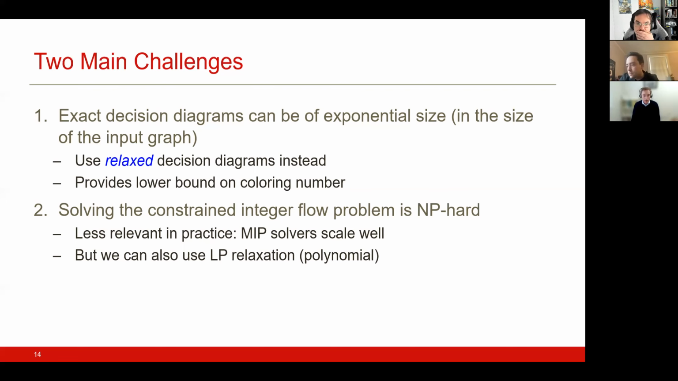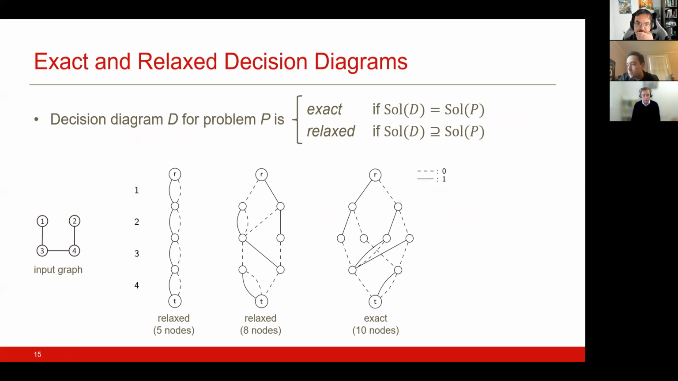So let's look at relaxed decision diagrams now. I just want to recap, just to be on the same page here, that we can have the exact decision diagram right here. And I can also merge states in the diagram that are not necessarily equivalent, so they don't have the same set of completions, that over-approximates the solutions.